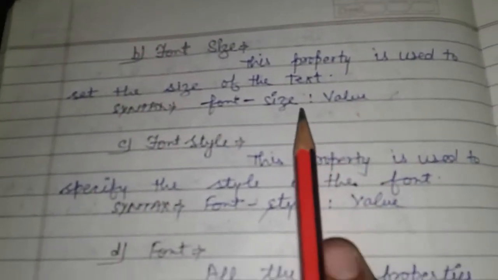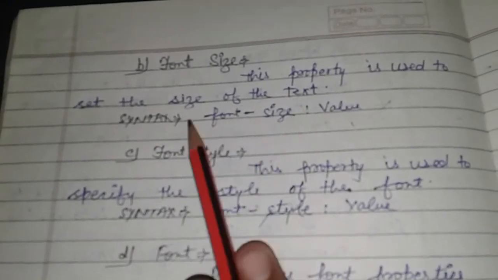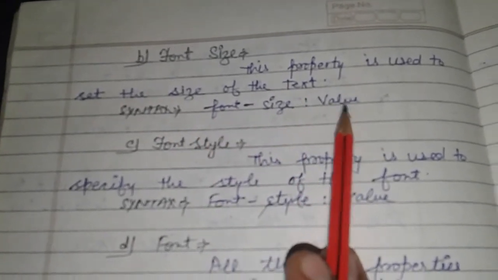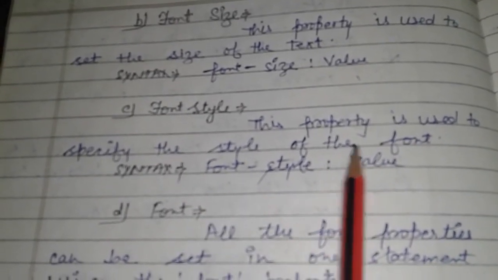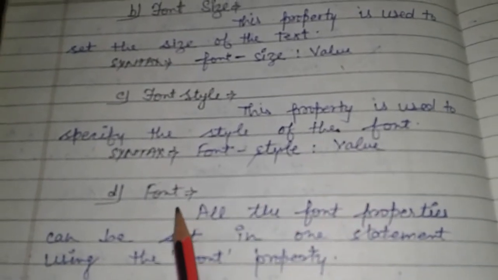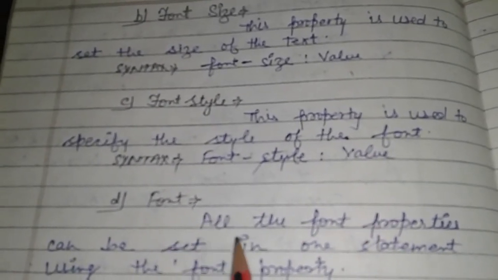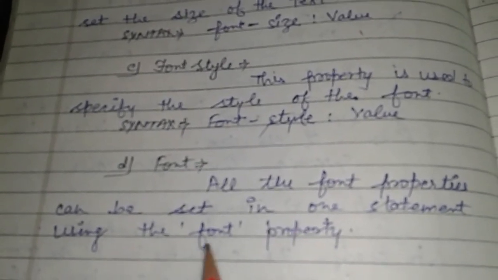Now, font size. This property is used to set the size of the text. Syntax: font-size: value. Font style. This property is used to specify the style of the font. Syntax: font-style: value. Font. All the font properties can be set in one statement using the font property.